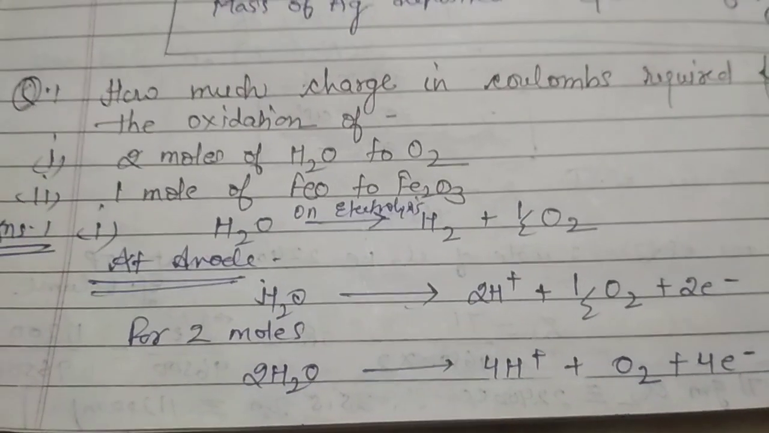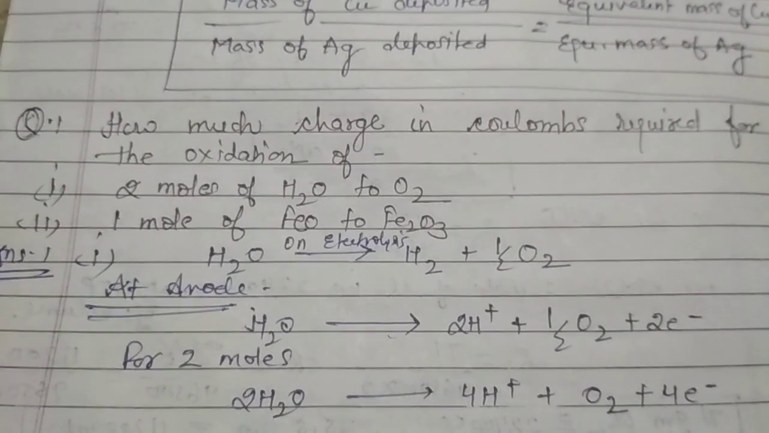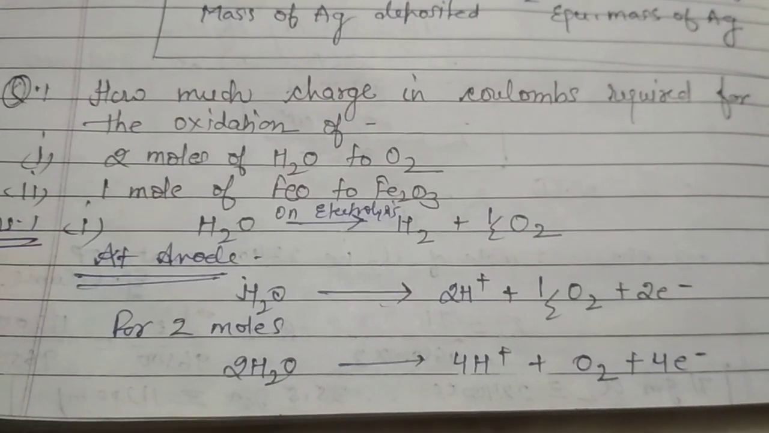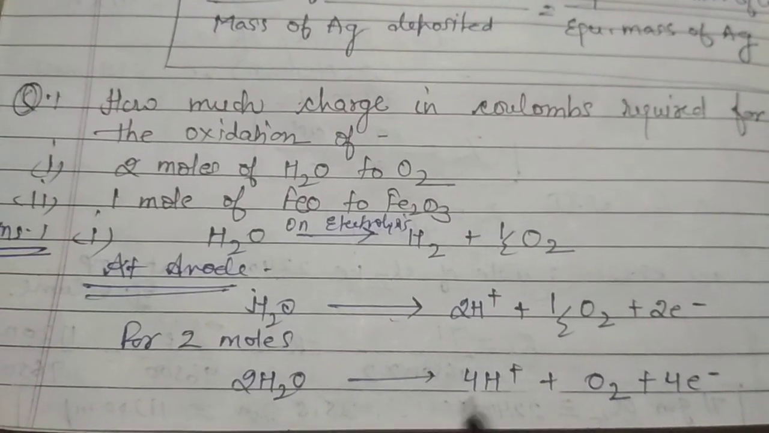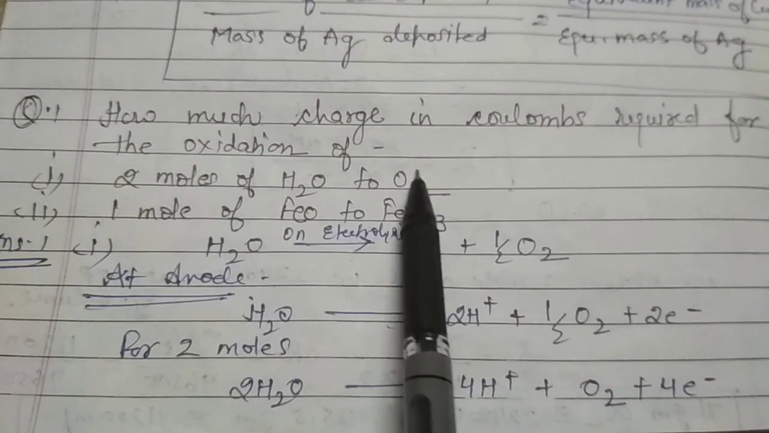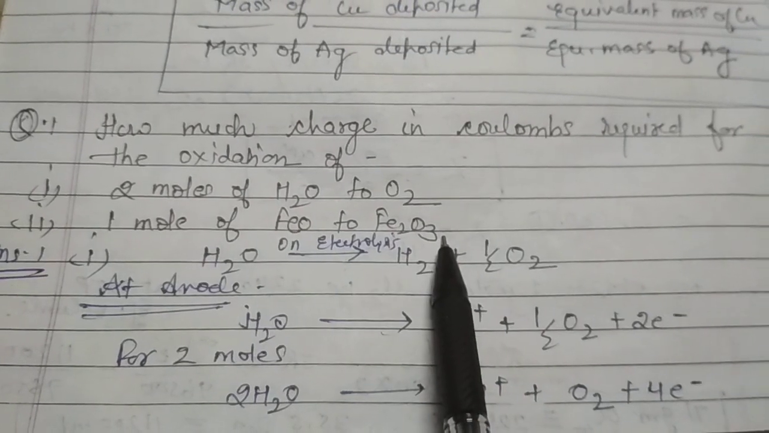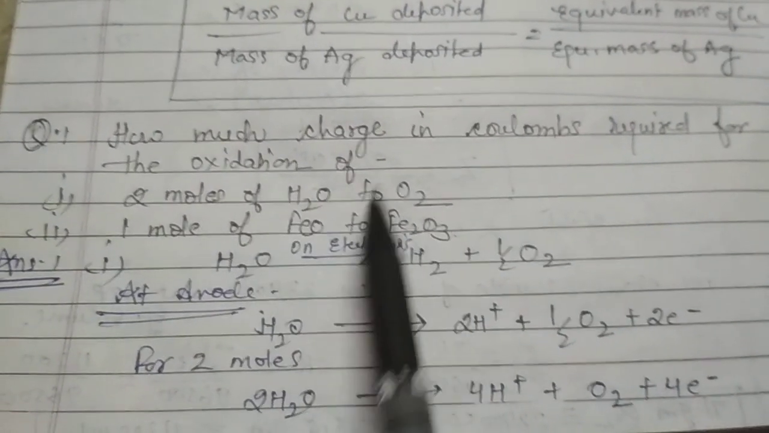Dear students, today we will discuss a number of numericals related to Faraday's law. Your question number 1 is: how much charge in coulomb is required for the oxidation of, first part, 2 mole of water to oxygen, and the second one, 1 mole of ferrous oxide to ferric oxide. So let's see the first part.